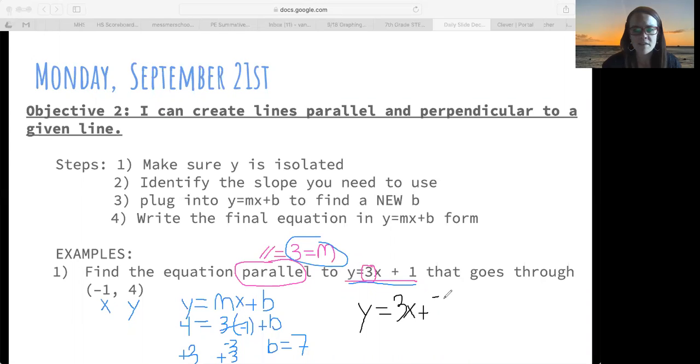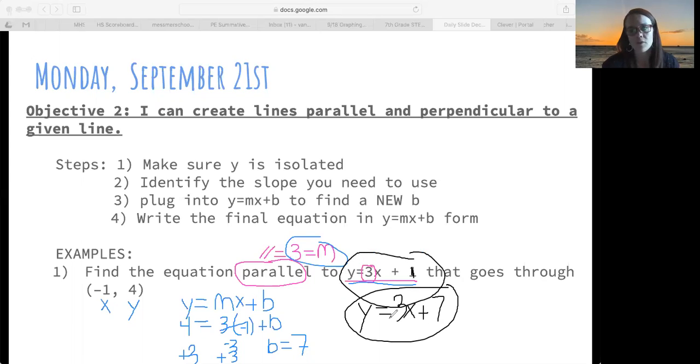So the most common mistake I see is that students try to use the one that's in the given equation, the b. That one is not important. You're not going to use that one at all. You're finding a new b, so we found 7, and now if you look here, these equations are parallel to each other. That's our goal. So just be careful, don't use that b, and then don't forget to do step number 4 and write your final equation.